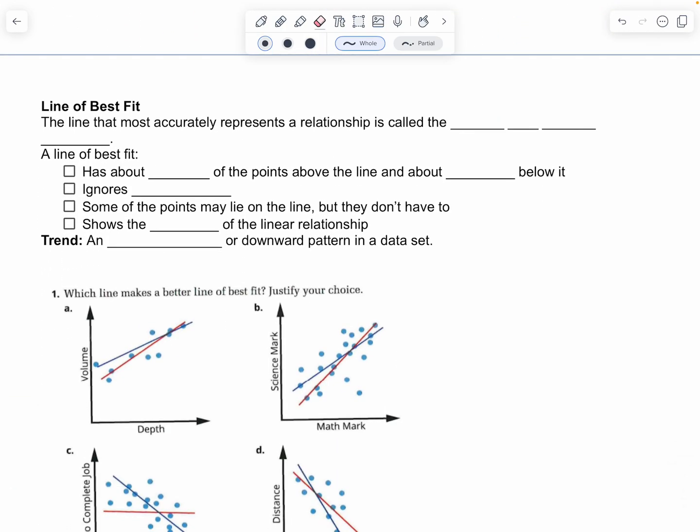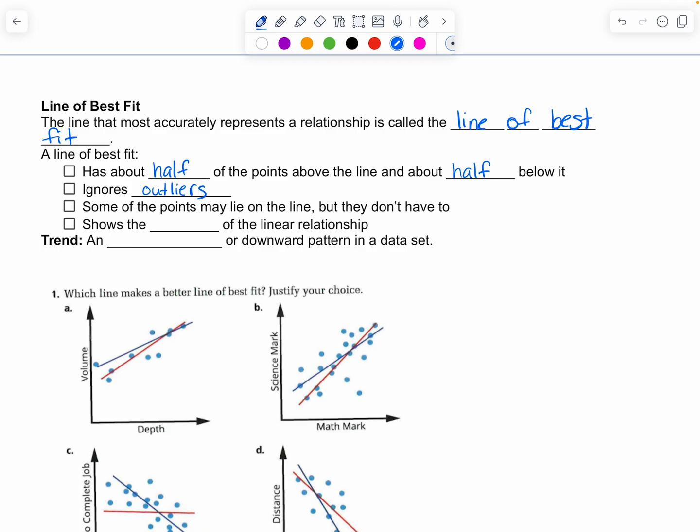The second one, and this is going to be a lot quicker in the video, is what's called the line of best fit. A line of best fit is a line that most accurately represents a relationship. The line that most accurately represents the relationship is called a line of best fit. A line of best fit has about half the points above the line and about half of the points below it. It will also ignore outliers.